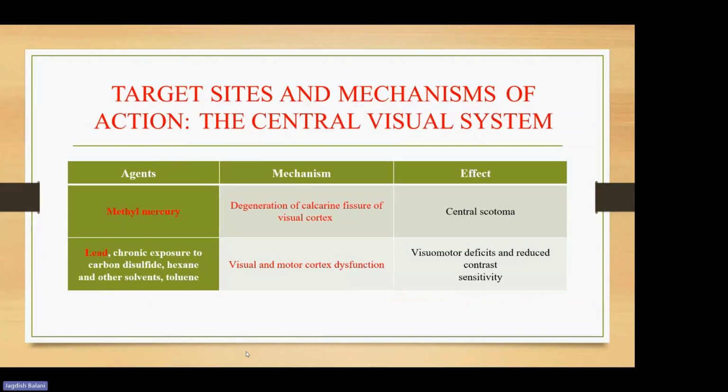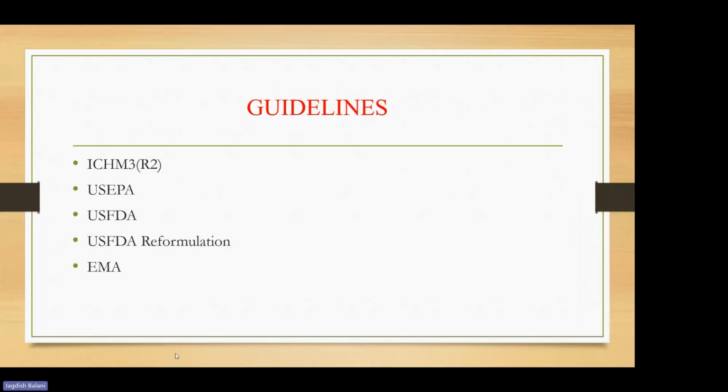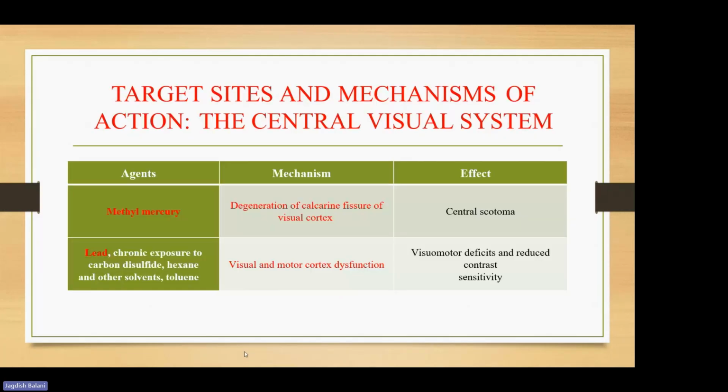And even in the central nervous system, methyl mercury causes degeneration of the calcarine fissure of the visual cortex, which creates central scotoma. Lead also creates visual and motor cortex dysfunction. So here we have seen most of the compounds which create toxic response to the eye and its structures, and lastly the mechanisms that take place to create the toxic response to the eye, including the retina, cornea, and other most important parts of the eye.